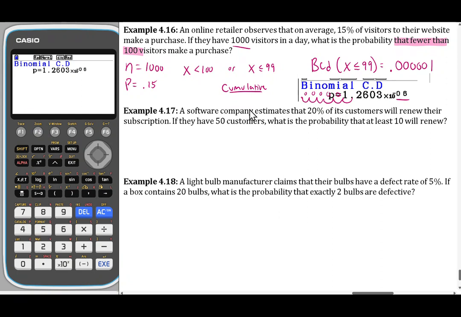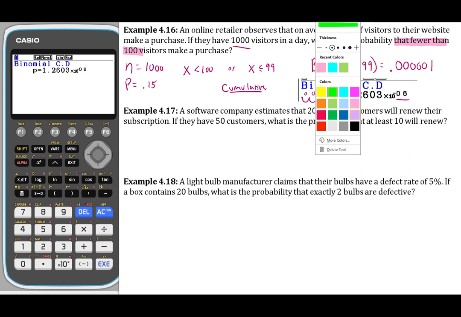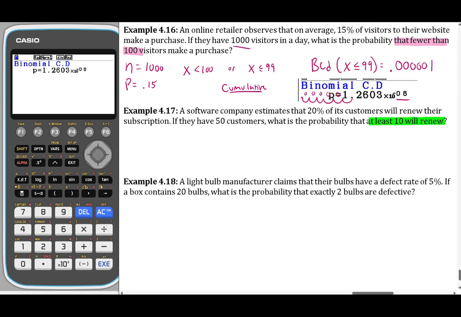All right, next example says a software company estimates that 20% of its customers will renew their subscription. If they have 50 customers, what is the probability that at least 10 will renew? All right, same thing, same idea. We need to figure out what does it mean to be at least 10. At least 10 would mean 10 or more. Since we're talking about a group of outcomes with the Casio calculator, that is going to mean that we're looking for a cumulative distribution or cumulative probabilities.